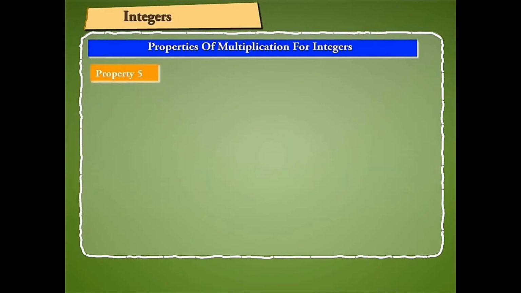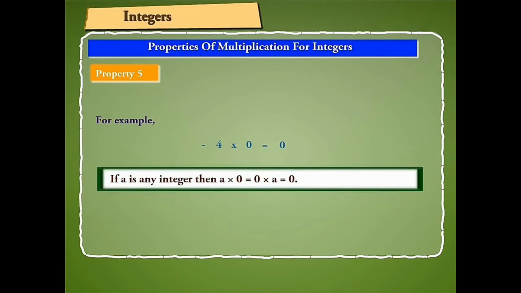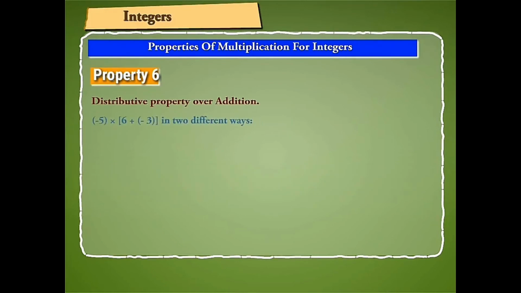Property 5. Let us multiply an integer by 0. For example, minus 4 into 0 is equal to 0. Thus, the product of any integer by 0 is 0. Hence, if a is any integer, then a into 0 is equal to 0 into a is equal to 0.